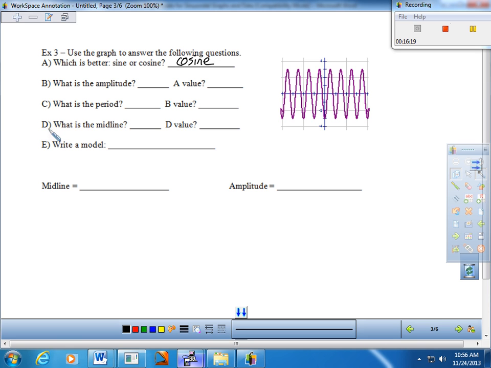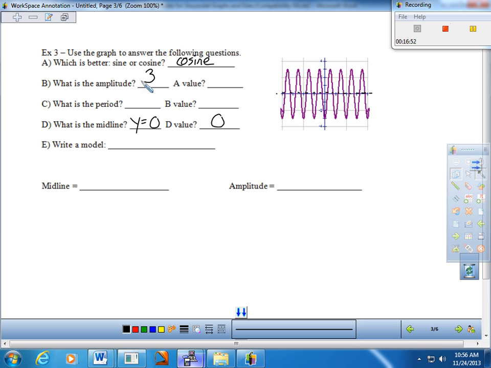But for right now, letter D, what is the midline? No big deal at all. Right smack in the middle, everyone draw that in there if you would, and looks like it's y equals 0. Beautiful. So we know on the back end we would have a plus 0. No big deal. All right, now the amplitude, without question, is going to be 3 units. So 1, 2, 3. Amplitude is definitely 3.